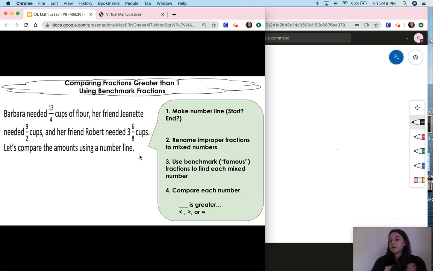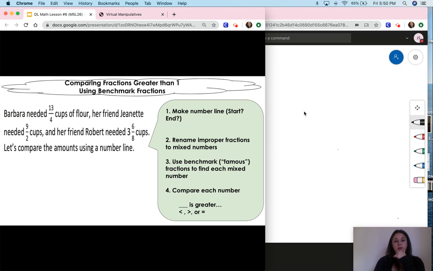But let's say you realize you have a flour sickness and your tummy kind of hurts if you eat a lot of flour. And so you want to eat the brownie that has the least amount of flour. Barbara said, well, mine has 13/4. And Jeanette said, mine has 9/2. And Robert said, well, mine has 3 6/8. Whose would you want to eat if you wanted the least amount of flour?